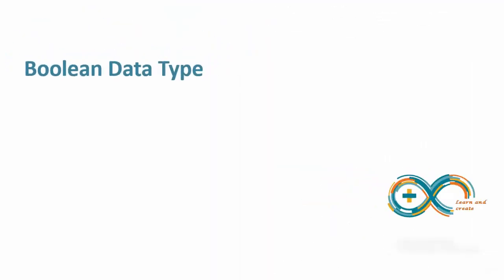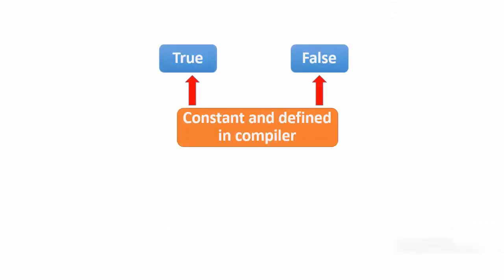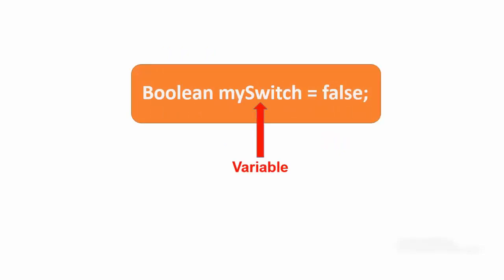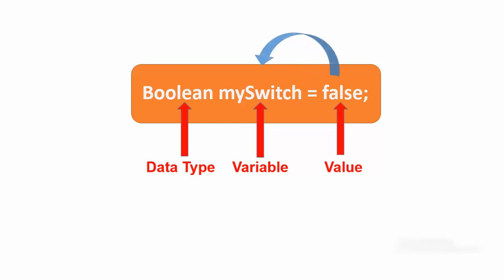The Boolean data type is limited to two values or states, true or false. These two values are constants that are defined within the compiler and are the only two values a Boolean variable can assume. Let's take an example. This is the variable named mySwitch, which we have named according to our previous discussion. Boolean is the data type, and this is the value assigned to the variable. It should be noted here that a variable with Boolean data type can contain only true or false.